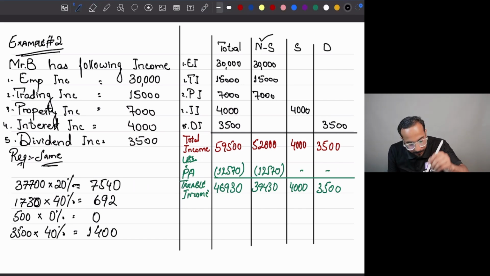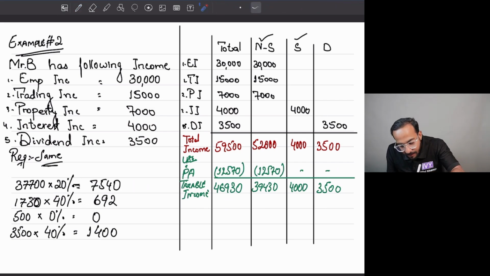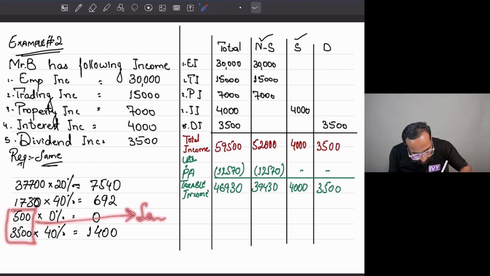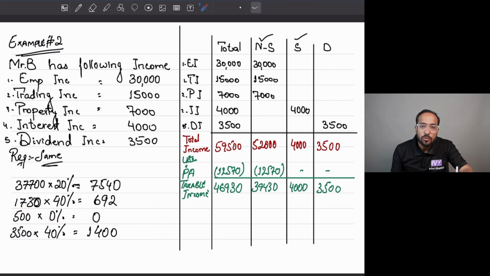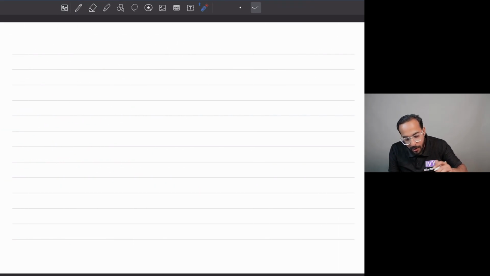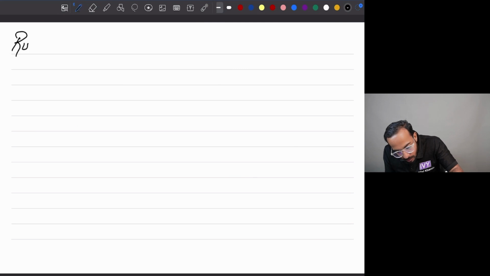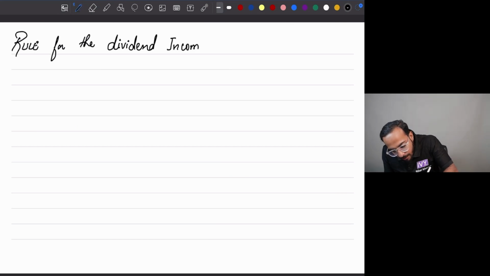Now be focused. You have taxed all the saving income. You can check it, this belongs to saving. Got it? Now going for the dividend. Let me write a rule for the dividend income. The rule is very simple.